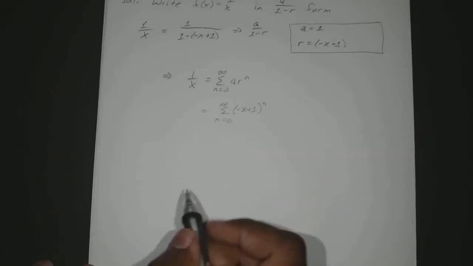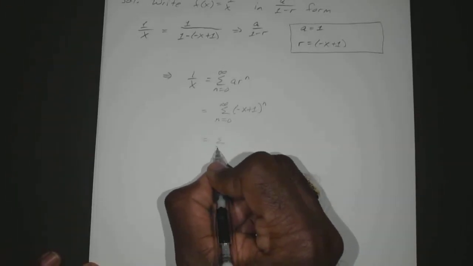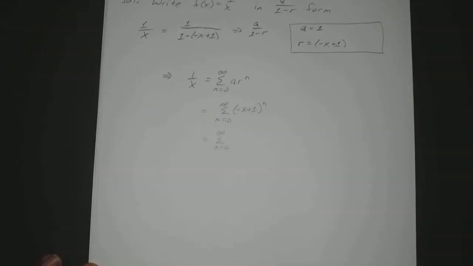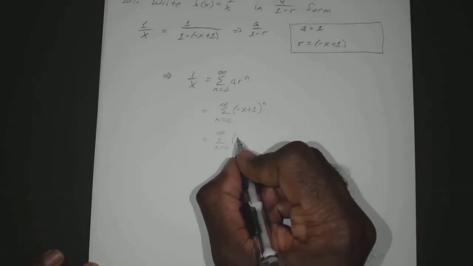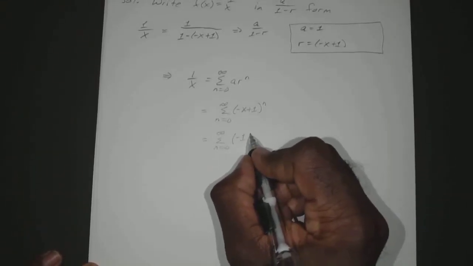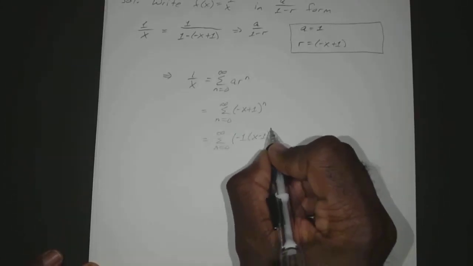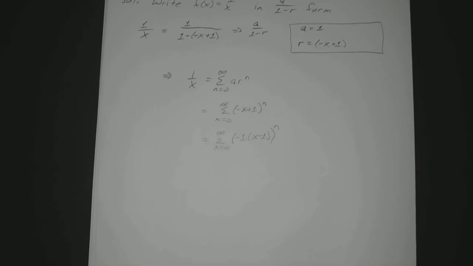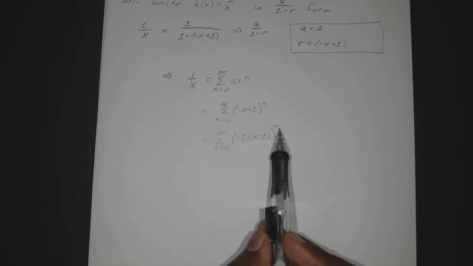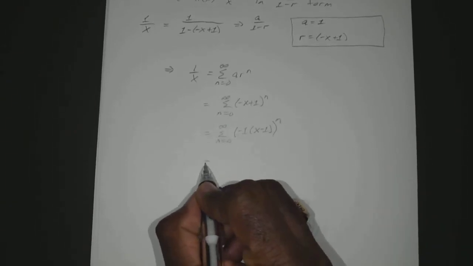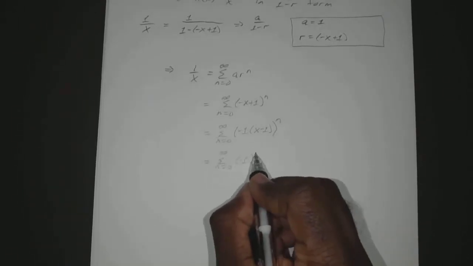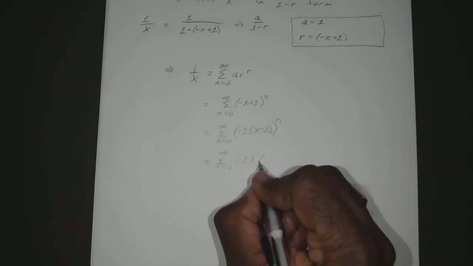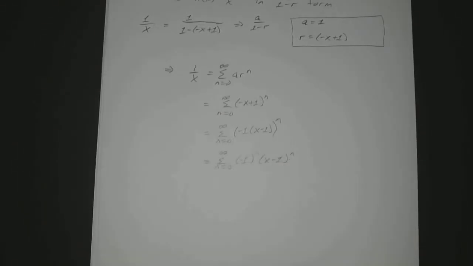Okay. And the reason we put it like that is because now, in the sum from n equals 0 to infinity, let's say we decide to factor out that negative 1. So if you have negative 1 times x minus 1 to the n. Okay. So since you have two factors, you can just get that n exponent and distribute it to both. So you have negative 1 to the nth power times x minus 1 to the nth power.